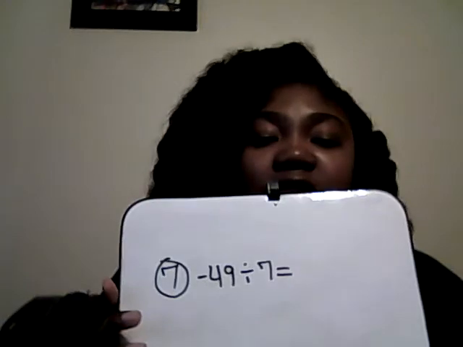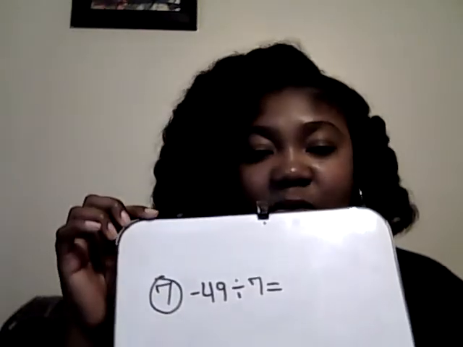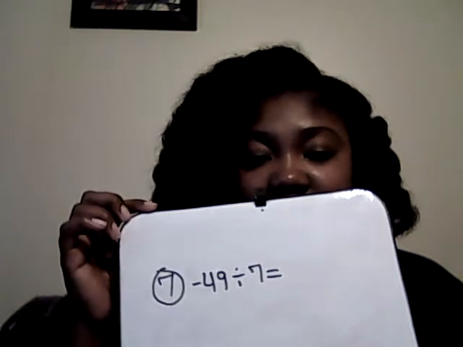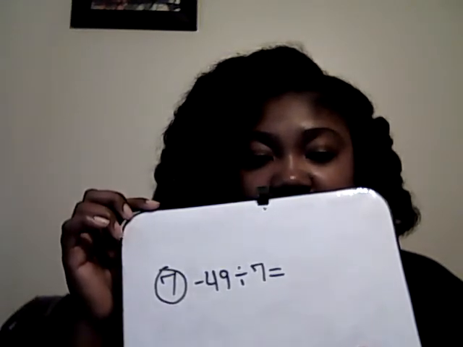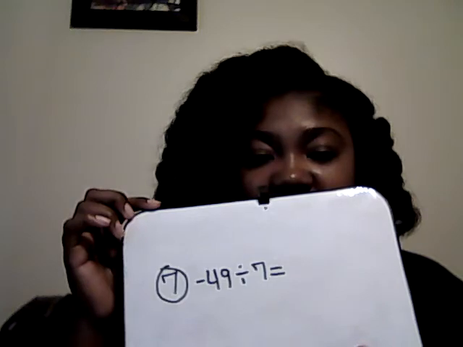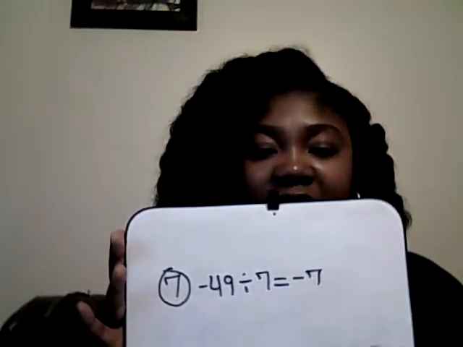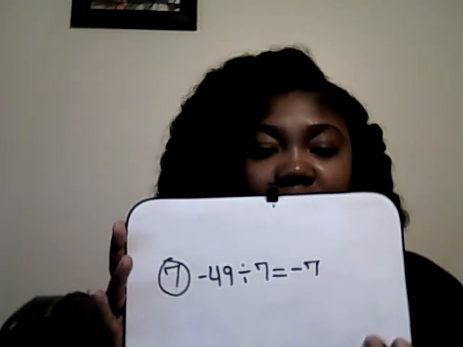All right. So now we have a negative divided by a positive. So negative 49 divided by 7 is what? Negative divided by a positive, it's going to be negative 7. So our answer is negative 7 for number 7. Okay. Number 8.